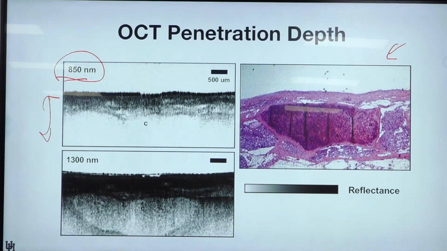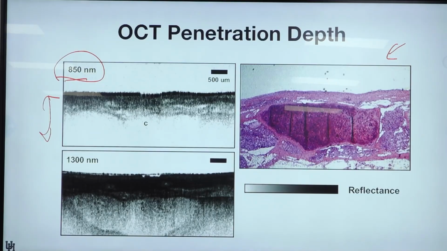What's the disadvantage? The disadvantage is that the resolution will become worse. You'll get deeper data, but the resolution will not be as good. The exact relationship we'll get to a little later today, but this is the trade-off you make. By choosing different wavelengths of OCT light, you can choose how deep you want to go and what resolution you get.